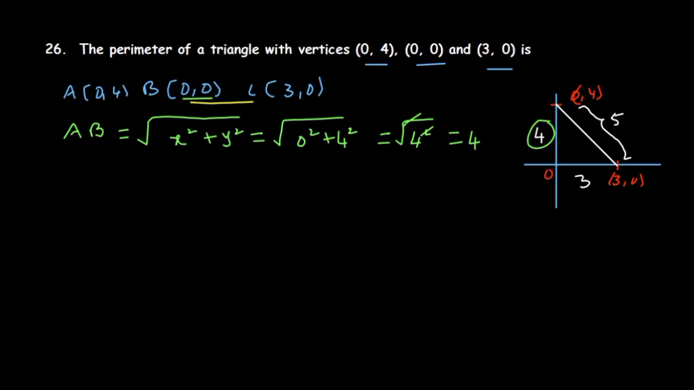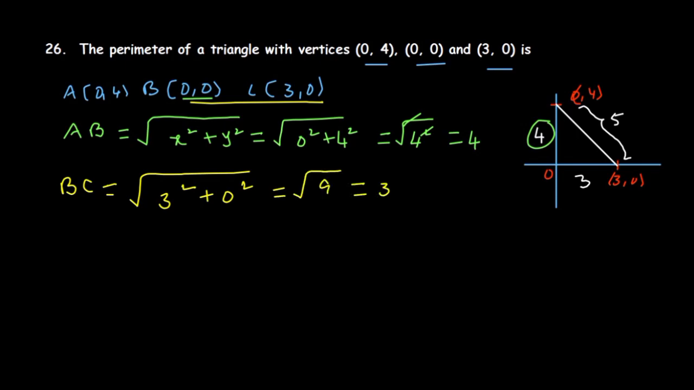And we take the distance between BC using the same formula. This is 3 square plus 0 square. So 3 square is 9. So root 9 value is again 3. So this is the 3 here.